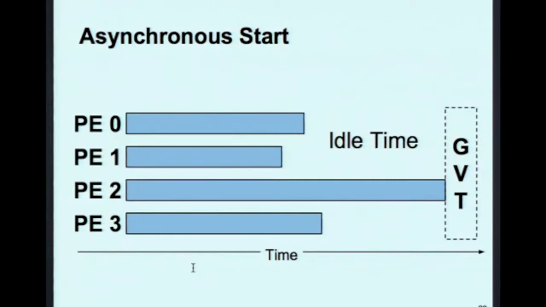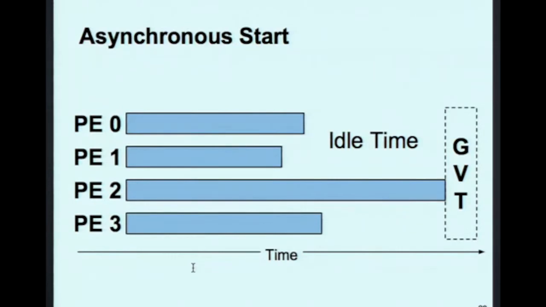Again, the GVT needs to be computed at somewhat regular intervals in order to reclaim memory from events, and it computes the minimum time in the system, so the minimum event that exists that we care about among all PEs.